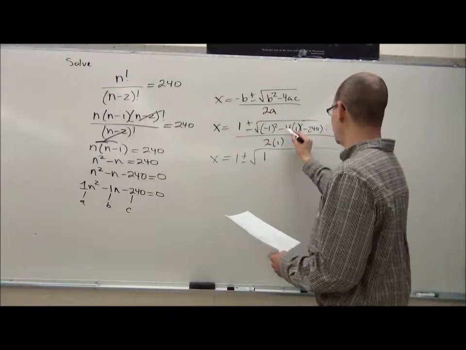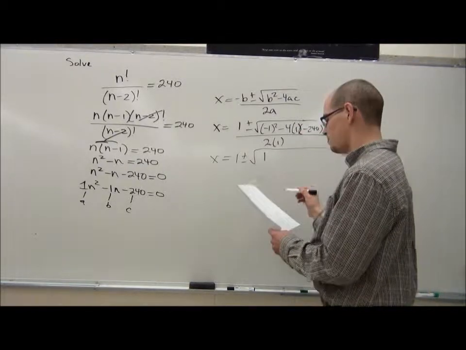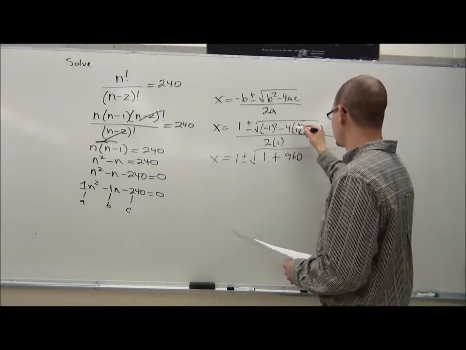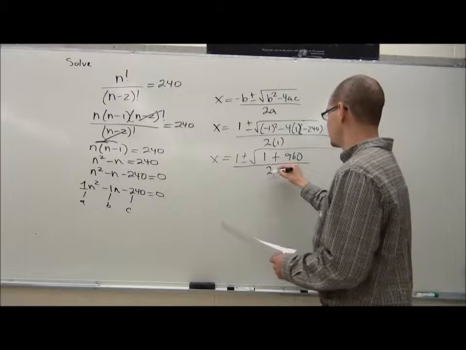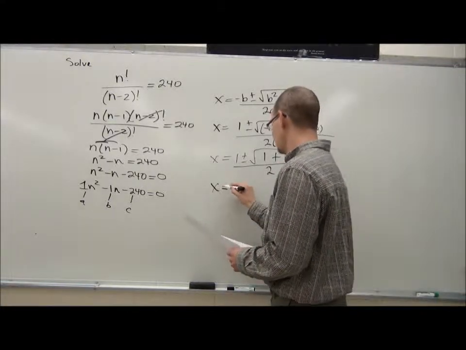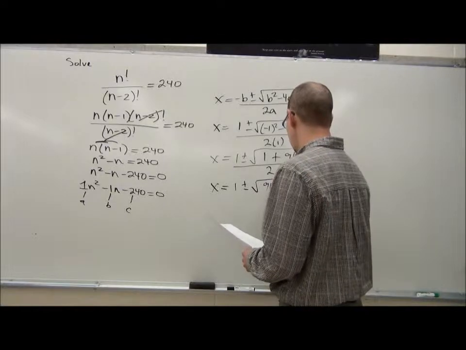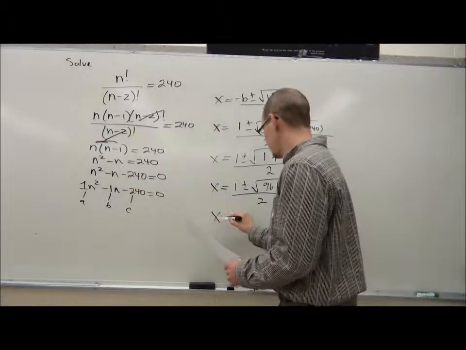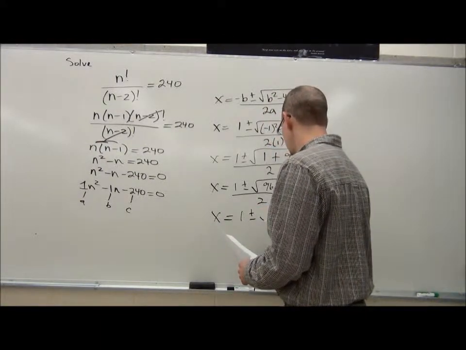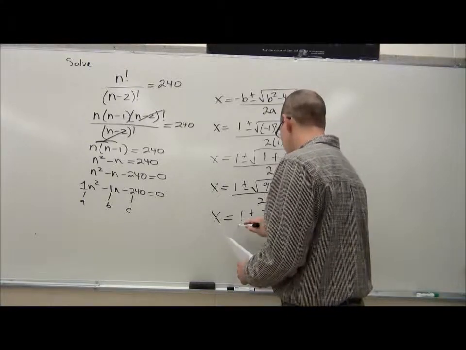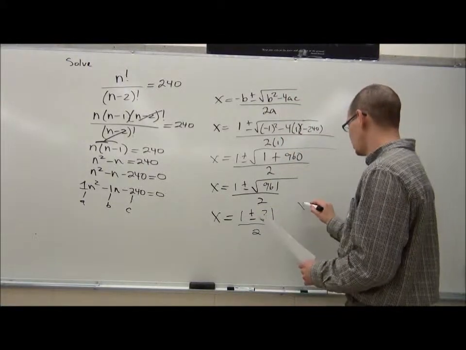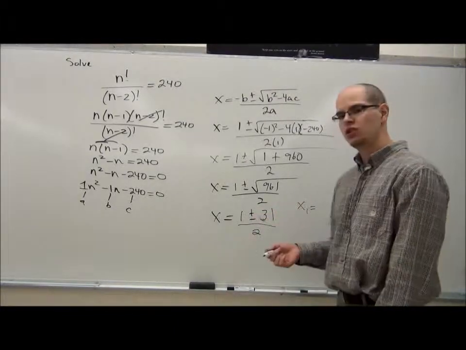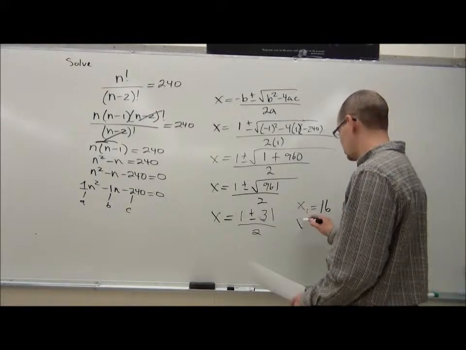-1 squared is 1. -4 times -240 is positive 960. So you've got a positive 960 for this term, and it's all over 2. If you simplify that on the next step, that's 1 plus or minus the square root of 961 over 2. And the square root of 961 is actually 31. So this breaks down to 1 plus or minus 31 over 2. And that gives you 2 solutions. The first solution, which I used to show my students as x1, is going to be 1 plus 31, which is 32, divided by 2, which is 16. That's one of the solutions.